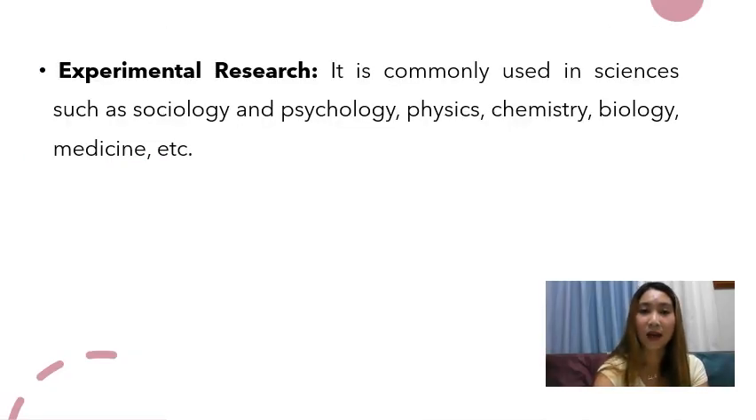Experimental research. It is commonly used in sciences such as sociology and psychology, physics, chemistry, biology, medicine, and others. So this is a collection of research designs which use manipulation and controlled testing to understand fundamental processes. Usually, one or more variables are manipulated to establish their effect on a dependent variable. It is important to society as it helps us improve our daily lives.